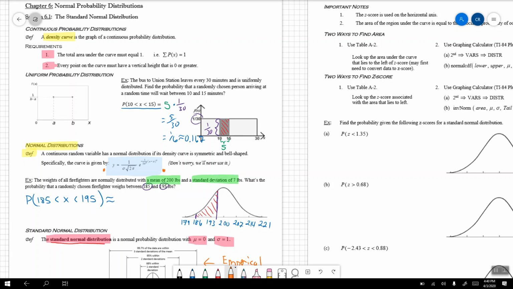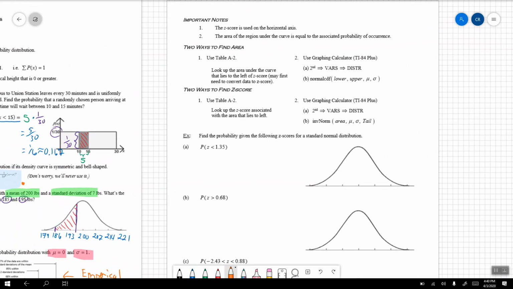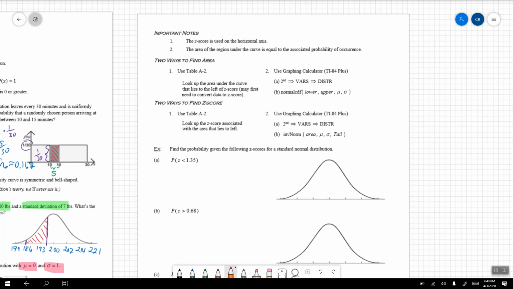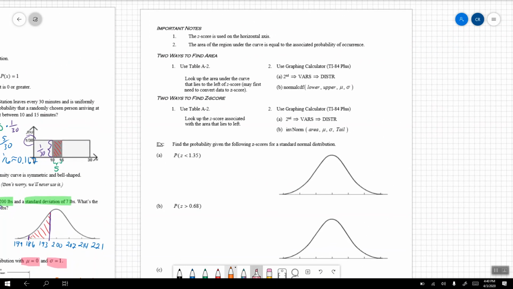Now, when do we look at that, or how do we look at that? Well, the way that we look at this is going to be here. The important notes that are analyzed here is that the z-scores are the horizontal axis. So anytime that we have the horizontal axis, this means kind of like your x-axis. It's no longer the x, but it's going to be the z-scores. The next important topic here says that the area underneath the curve is equal to the associated probability of occurrence. That just means that the area underneath the curve references a probability.